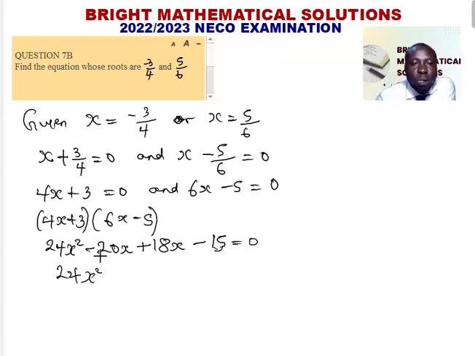So from here we have 24x squared minus 20x plus 18x, that's minus 2x, and minus 15 equals 0. So this is the equation that gave us these roots. So that is the solution to question 7b of the 2022-2023 NECO examination.